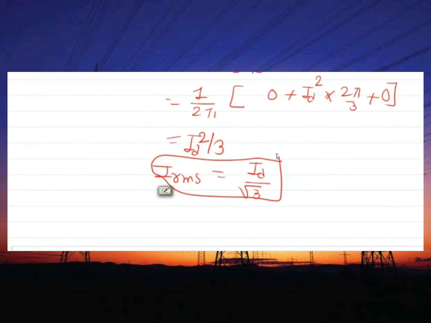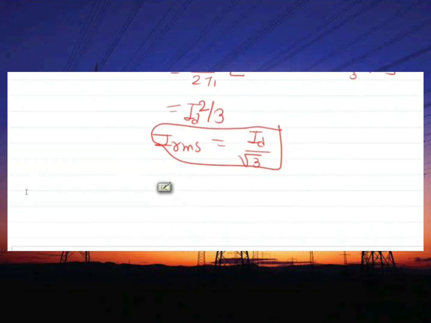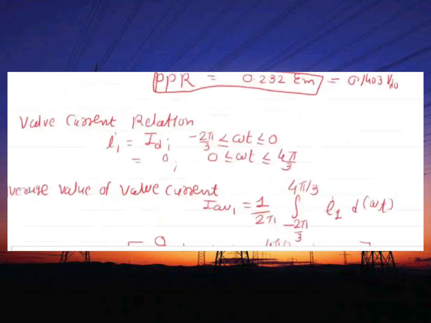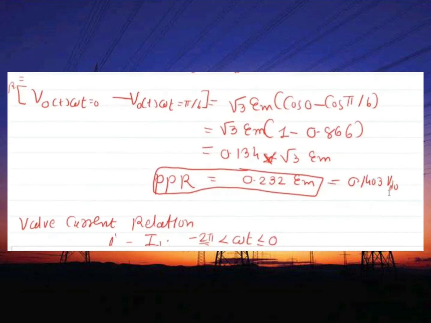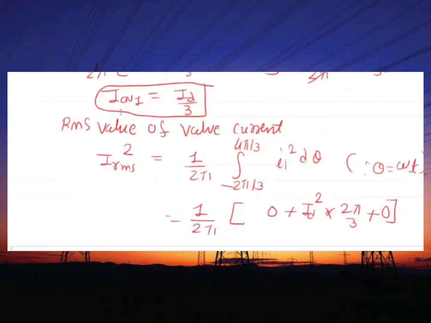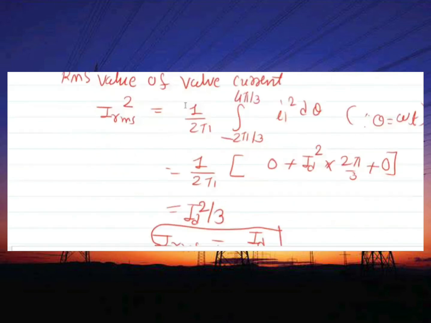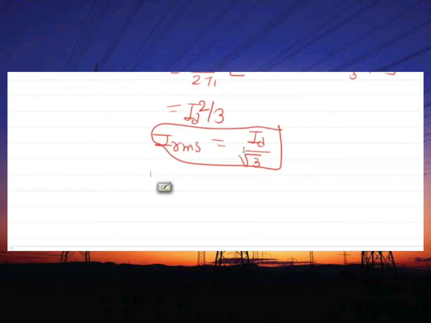Right. So remember these things. Okay. It is very useful. So for the average current of valve 1, it is ID by 3. Similarly for all the valves, right? So the average value of valve current is ID by 3, and the RMS value of valve current is ID by root 3 for 6 pulse.